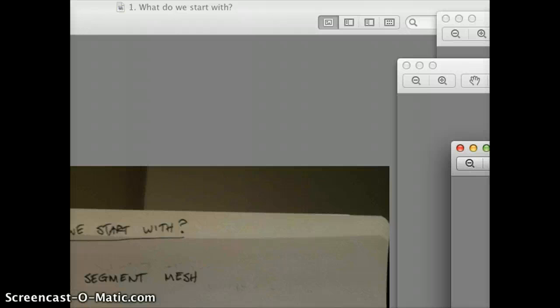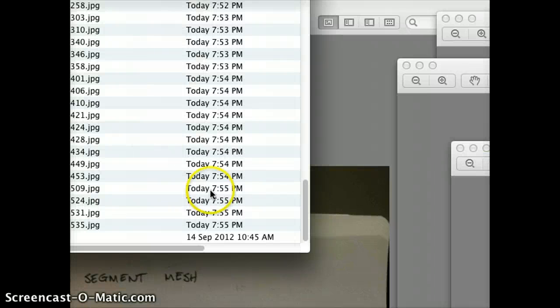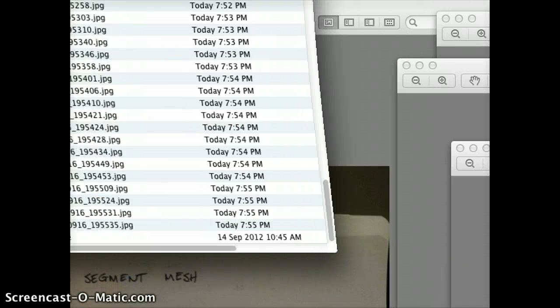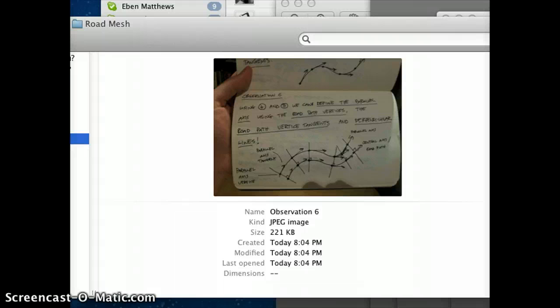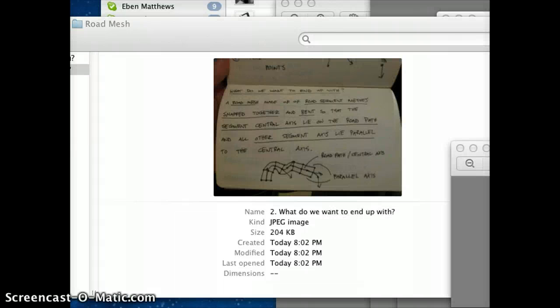No, it's not what I want. I want, fuck. Too many windows. Okay. There it is. Okay. What do you want to end up with? Here we go.